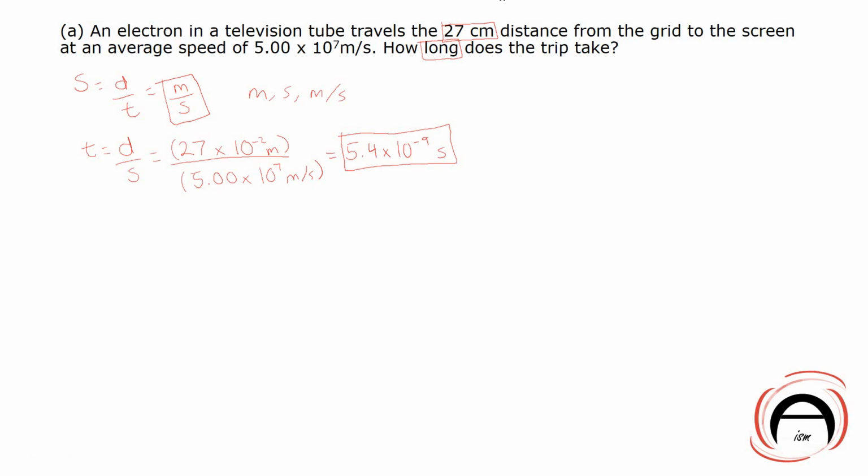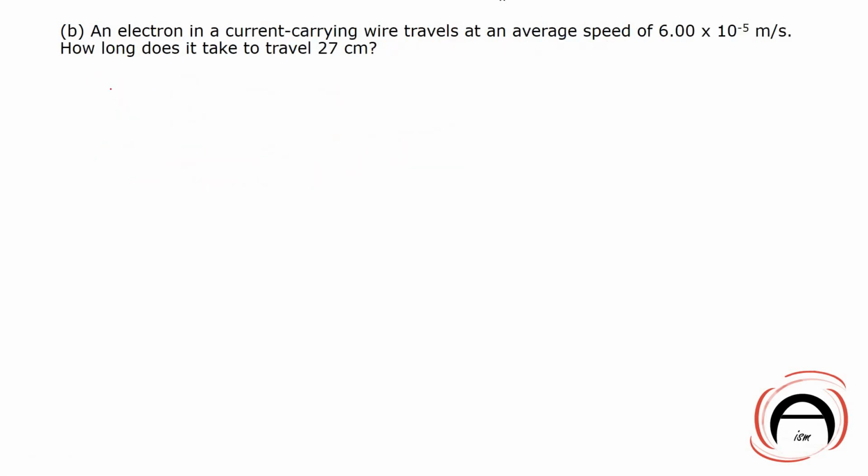So let's move on to part B. Very similar to our last problem, all that's going to be different is that we're going to have a different speed right here. But it's still going to be asking us for how long it's going to take to get over this distance. So if you remember from part A, what we had was our time is equal to our distance over our speed.